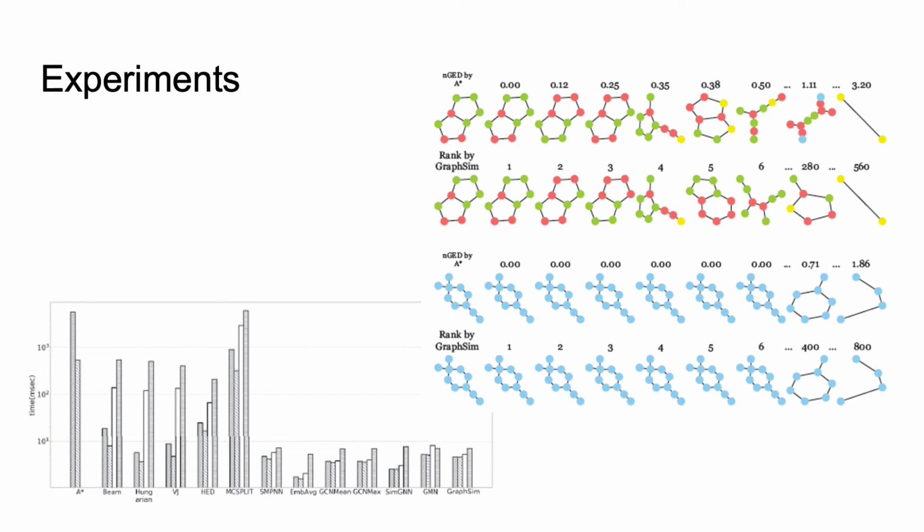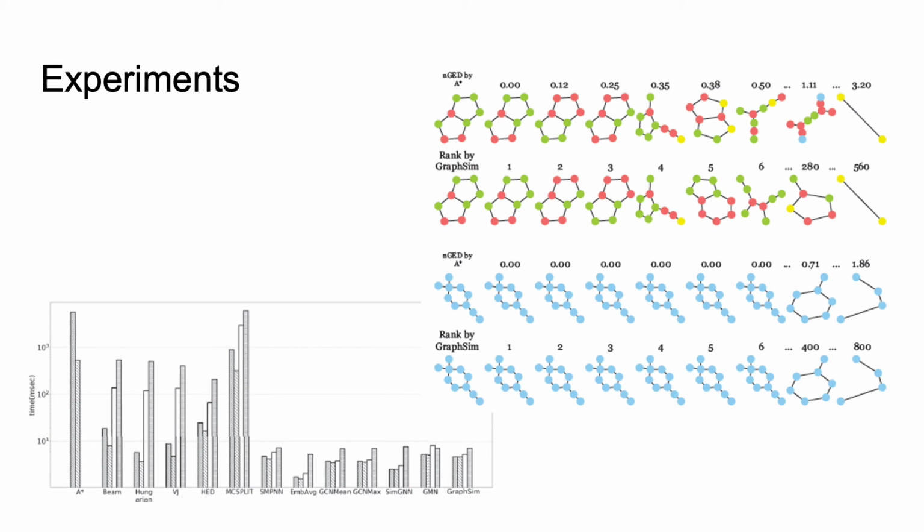On the bottom, there's another data set. I believe this is a Linux data set. In that data set, they have quite a few isomorphic graphs, and both A star and GraphSim are able to find those. So practically, GraphSim delivers very promising results, even though it is still an approximate algorithm.